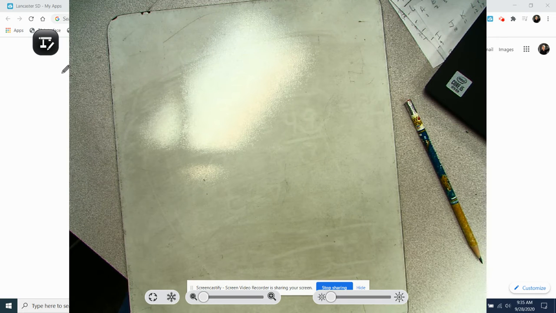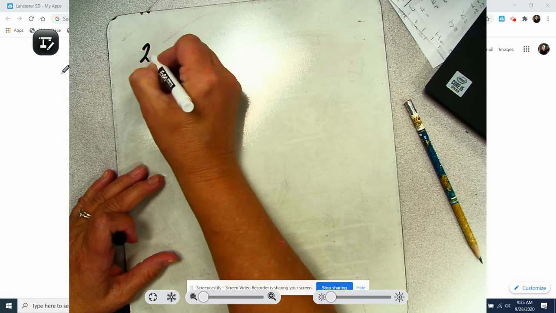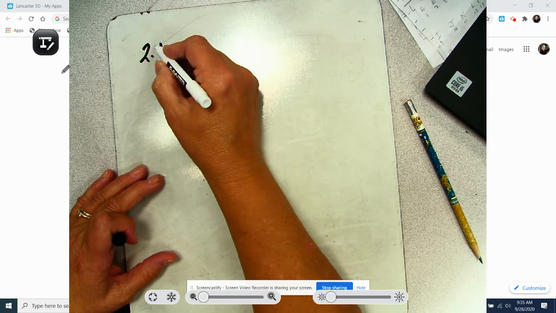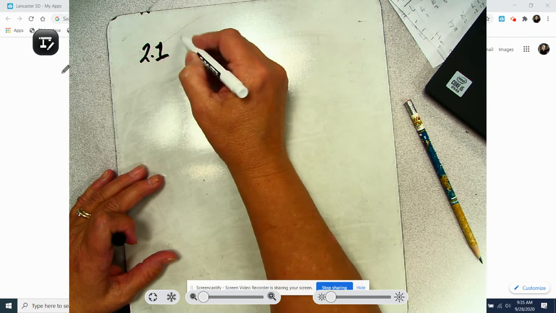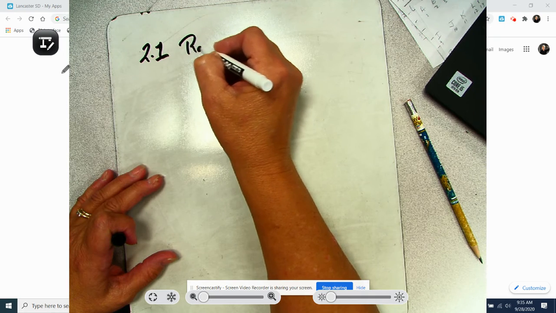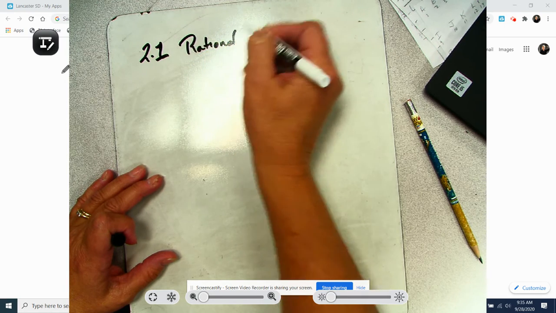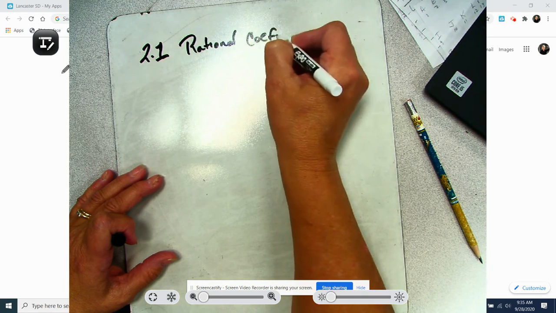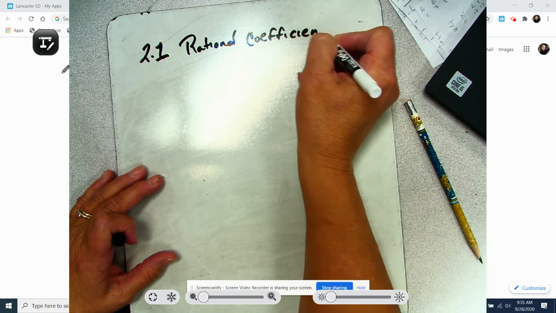Okay, hi guys. So today we're going to be working on Chapter 2, Lesson 1. This is going to be rational coefficients. So remember we talked about what a coefficient was.